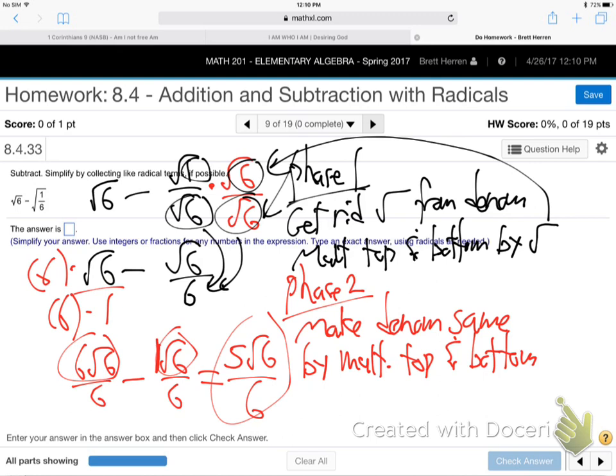But wouldn't it remain the same on top though? Wouldn't it still remain a 6 times root 6? Oh, I think your root looks like a five. Oh, it kind of does, doesn't it? Yeah, this is 6 root 6 over 6. You good there? Does that make sense?